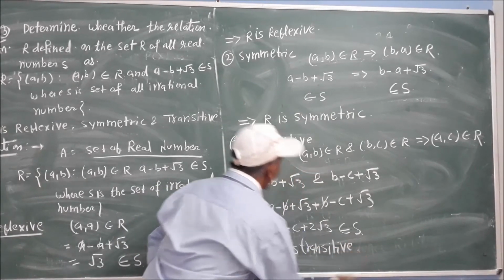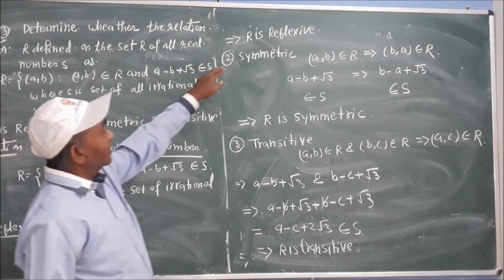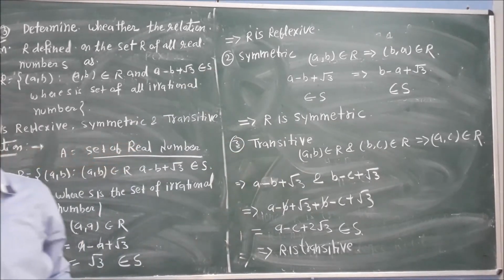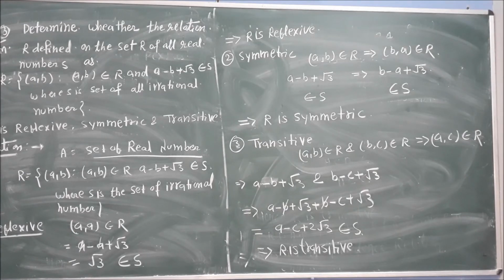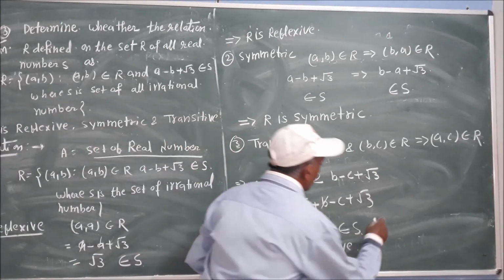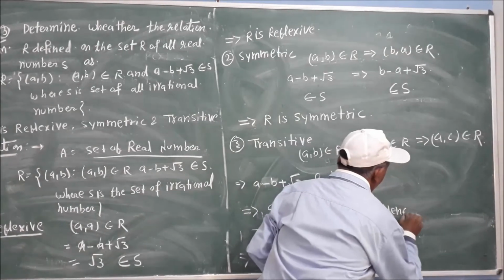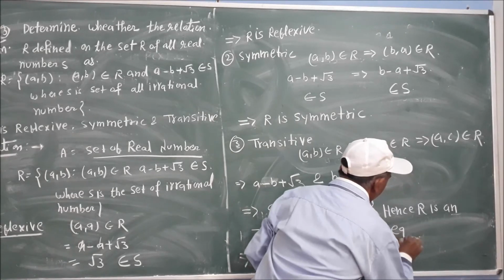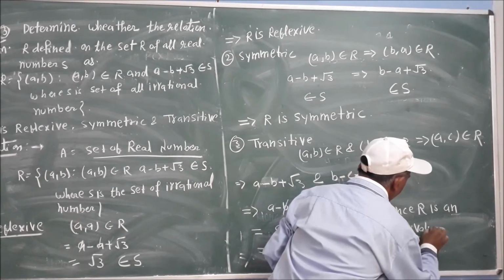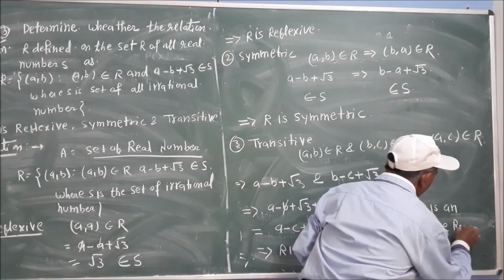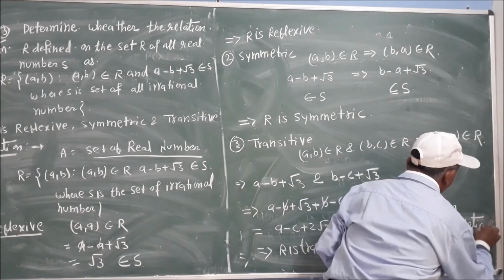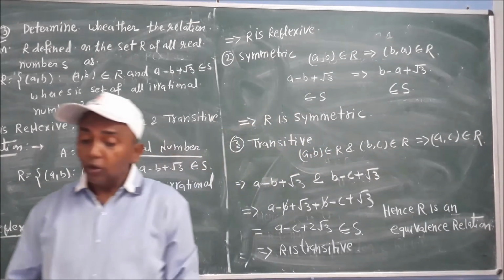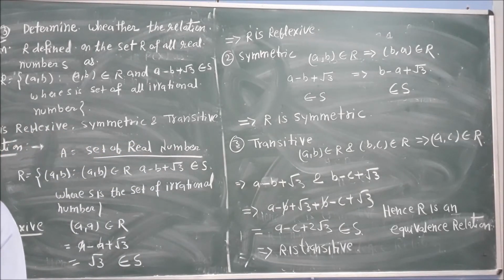So you have seen here R is reflexive, symmetric, and transitive. So what can we conclude? We can say that relation R is an equivalence relation. Hence R is an equivalence relation, or you can also say that R follows all the properties of an equivalence relation. So we can say that R satisfies the equivalence relation property.